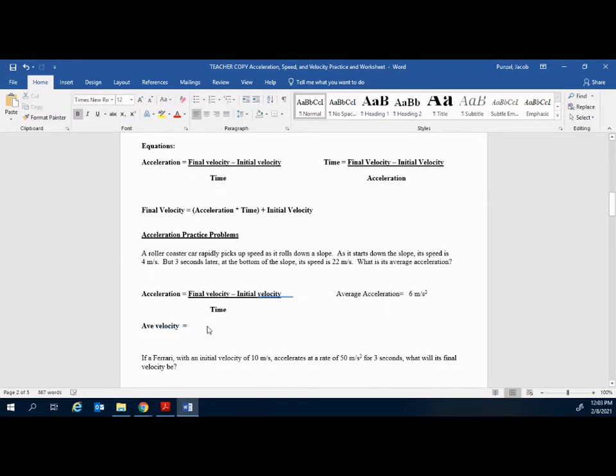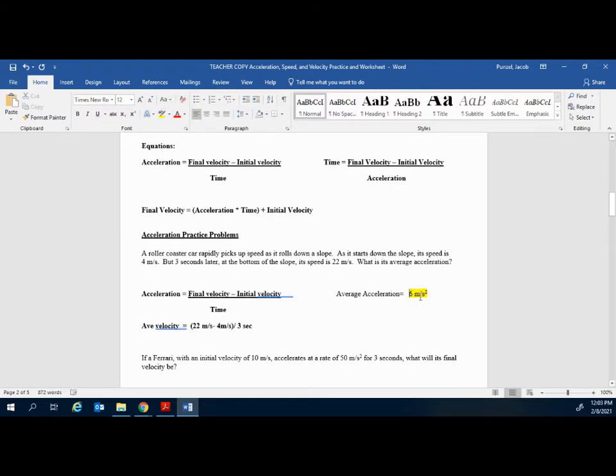So we take that final velocity, 22 meters per second, and then our initial velocity, which is 4 meters per second. And then we are going to divide that whole thing by 3 seconds. I already have that answer up here, but 22 meters per second minus 4 is going to be 18. So it'll be 18 divided by 3, which is how we get this 6 meters per second squared.